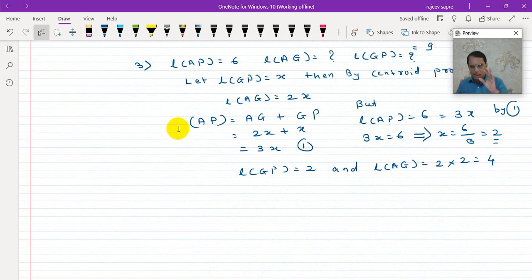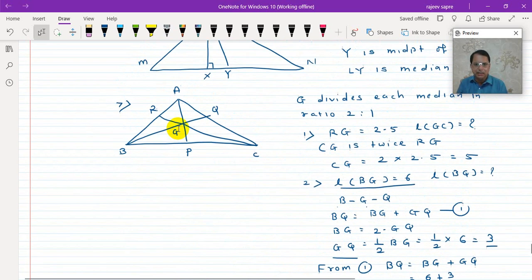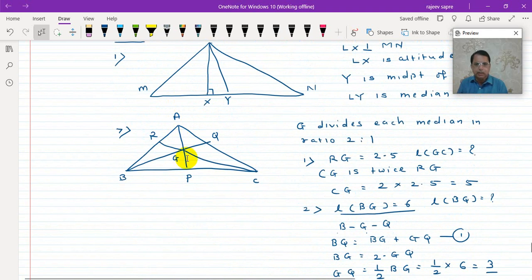2:1 याचा अर्थ काय, वरचा जो भाग आहे, आता ही जी मेडियन आहे इथे, याच्यामध्ये A पासून G पर्यंत जो भाग आहे त्याची लांबी G पासून P पर्यंतचा जो भाग आहे त्याच्या दुप्पट असेल. BG ही जी लांबी आहे ती GQच्या दुप्पट असेल आणि CG ही जी लांबी आहे ती GRच्या दुप्पट असेल. इफ यू अंडरस्टँड दिस एनी प्रॉब्लेम यू कॅन सॉल्व.